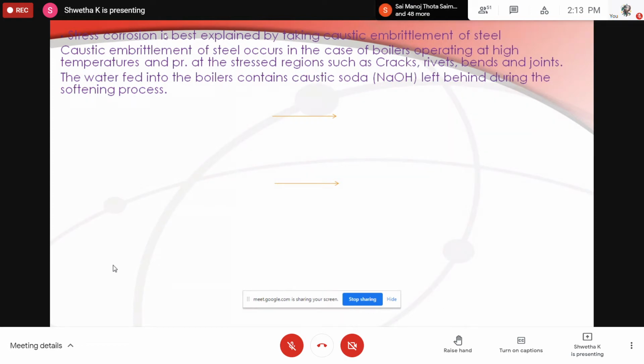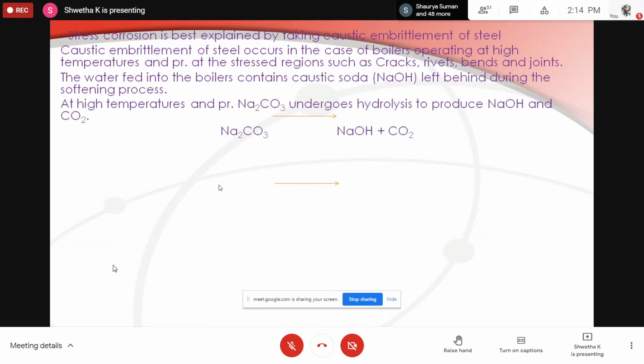Boilers operate at high temperature and high pressure, and the stressed regions, such as cracks, rivets, bends and joints, are affected. The water fed into the boiler contains the caustic soda left behind during the softening process. For example, if you consider water boilers, it will have caustic soda, NaOH, left behind.